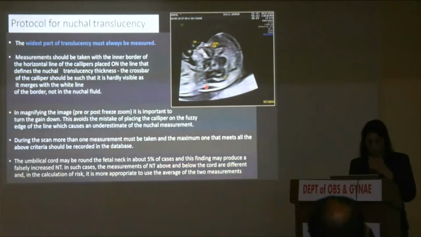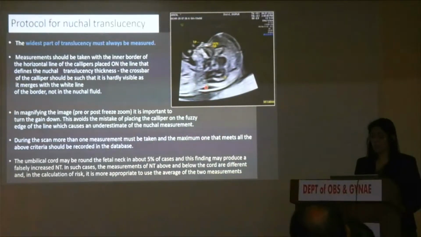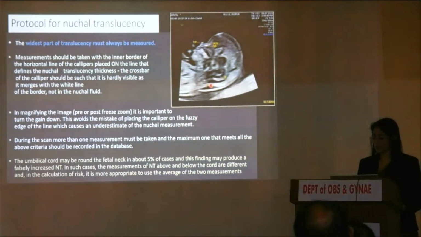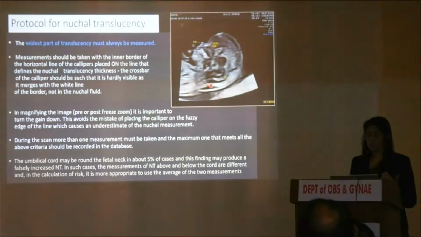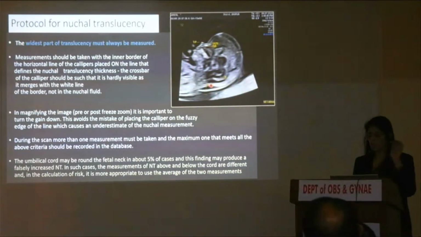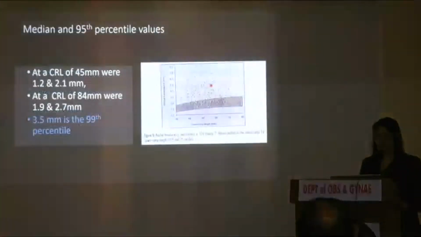Now, suppose we see the umbilical cord around the neck, then we should take the measurements above and below, and take an average of these two measurements as the nuchal translucency thickness. And sometimes we need to take more than one measurement, and the one which meets the maximum criteria should be used in the measurement when we put it in our FMF software when we give the report.